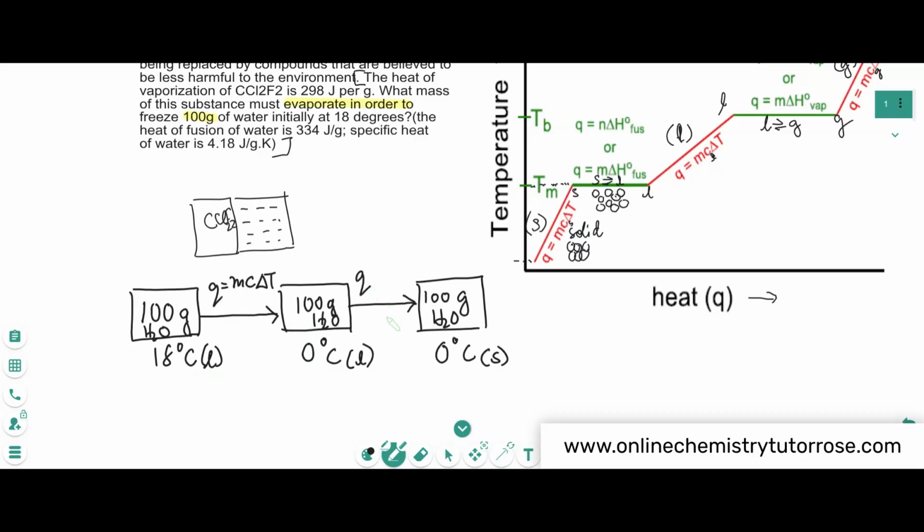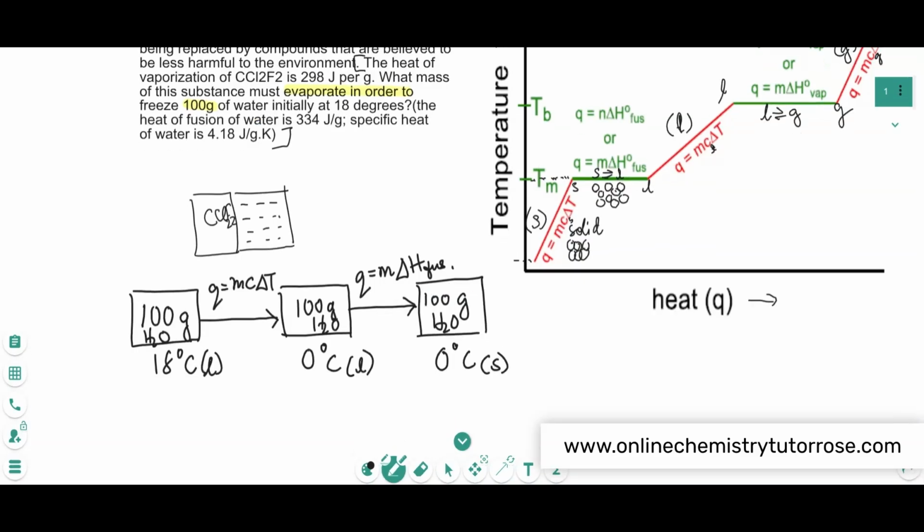The equation to cool water from 0 degree liquid to freeze it to solid state at 0 degrees. Here, since there's no change in temperature, only a change in state, we have to use the latent heat for that state, which is fusion or freezing, the opposite of melting. So let's state this is step 1 and this is step 2. So you have cooled water from 18 degrees to 0 degrees and then froze it to solid.